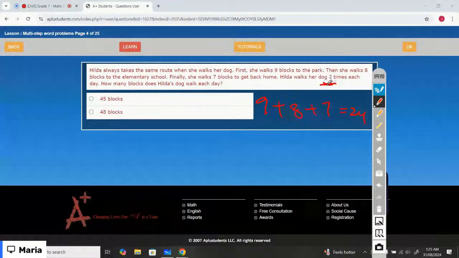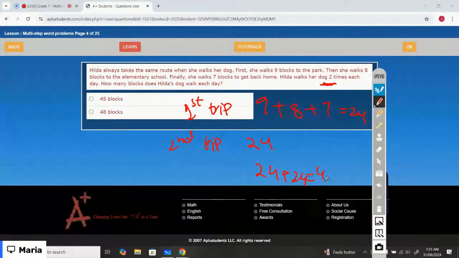He does it 2 times, so the second time he has to follow the same route. He has again 24 blocks, right? You need to calculate the total blocks. That is the first trip when he goes the first time, and that is the second trip when he goes the second time.